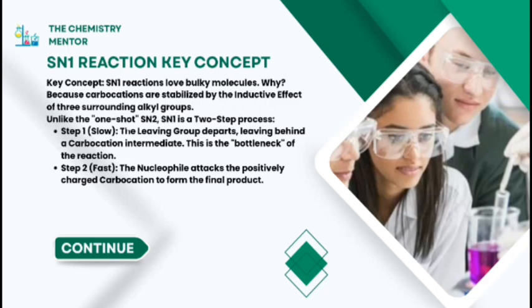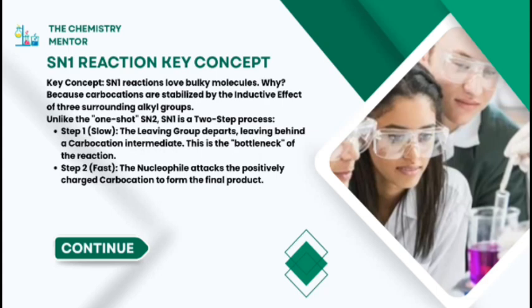Unlike the one-shot SN2, SN1 is a two-step process. Step 1 will be slow. The leaving group departs, leaving behind a carbocation intermediate. This is the bottleneck of the reaction. And in step 2, what will happen? That will be so fast.